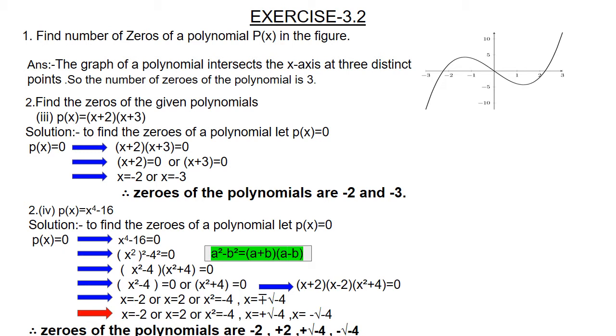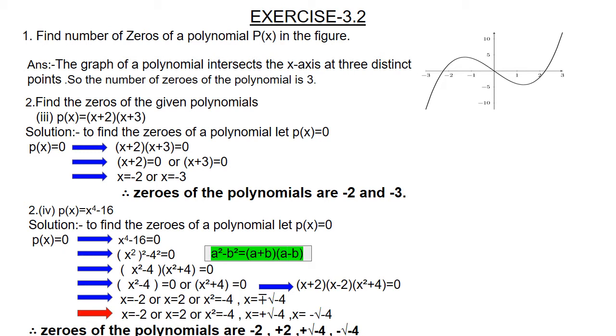In exercise 3.2, the first problem is: find the number of zeros of a polynomial p(x) in the given figure. Now observe the figure here. The graph is in a curved shape. This intersects the x-axis at exactly 3 points. So the graph of the polynomial intersects the x-axis at 3 distinct points. So the number of zeros of the polynomial is 3.